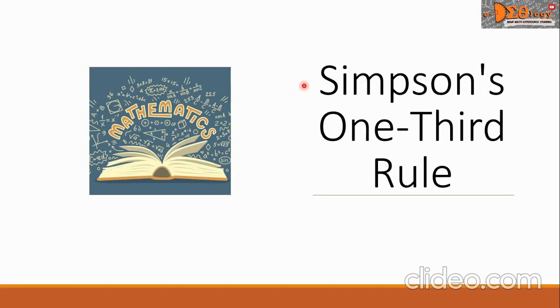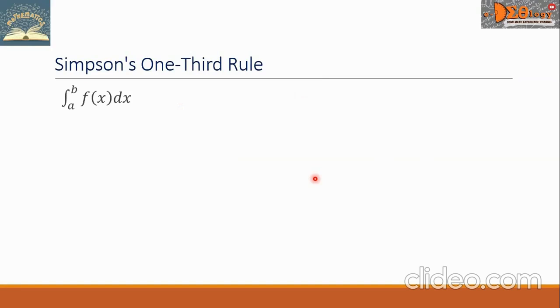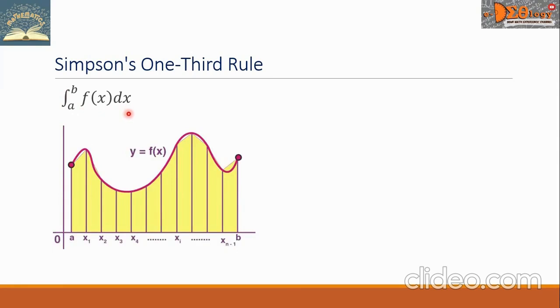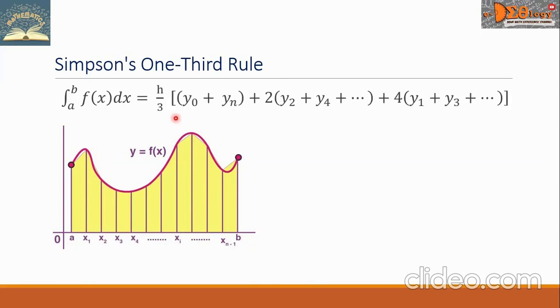Today we're going to study Simpson's one-third rule. We know that the definite integral from a to b of f of x dx represents the area bounded by the function y equals f of x, below is the x-axis, and on the sides are the lines x equals a and x equals b. Now, Simpson's one-third rule estimates the area by this formula.